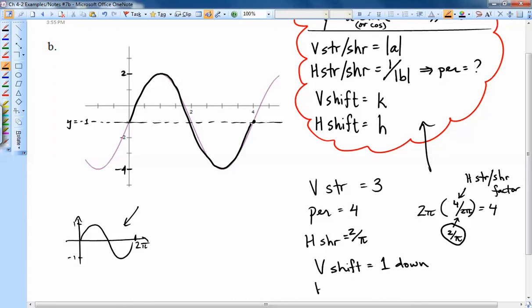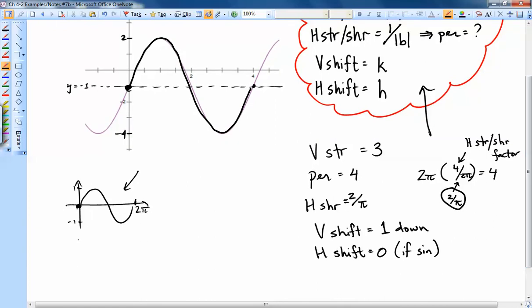And then I've got a horizontal shift. Now the horizontal shift depends on which function you're comparing it to. I'm comparing to sine right now, and you can see sine starts on the y-axis. And right here it starts on the y-axis too. So it's a horizontal shift of 0 if I'm working with sine. Let's say I wanted it to look like cosine though.